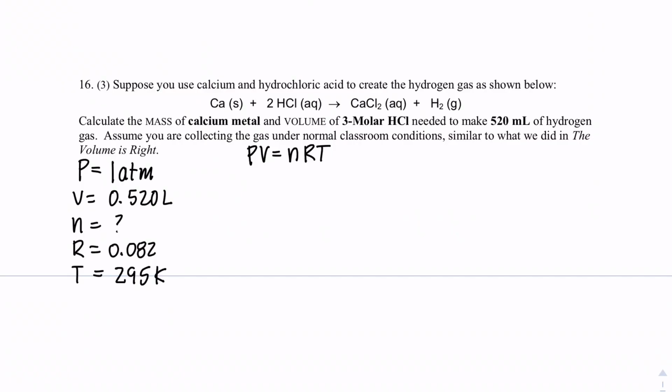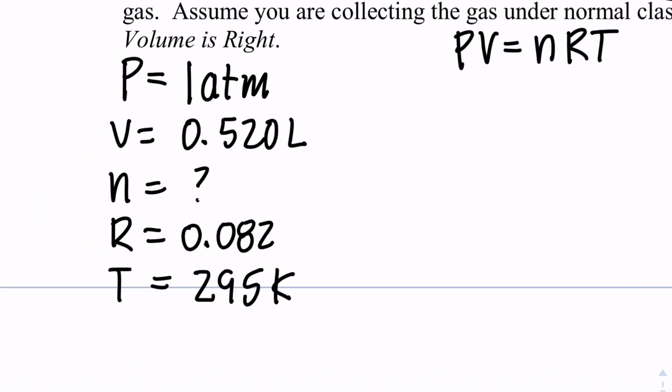Suppose you use calcium and hydrochloric acid to create the hydrogen gas as shown below. Calculate the mass of calcium metal and the volume of 3 molar HCl needed to make 520 milliliters of hydrogen gas. So assume you're collecting the gas under normal classroom conditions, similar to what we did in the lab. Right. So the first thing that I'm going to do is to calculate the mass of calcium metal.